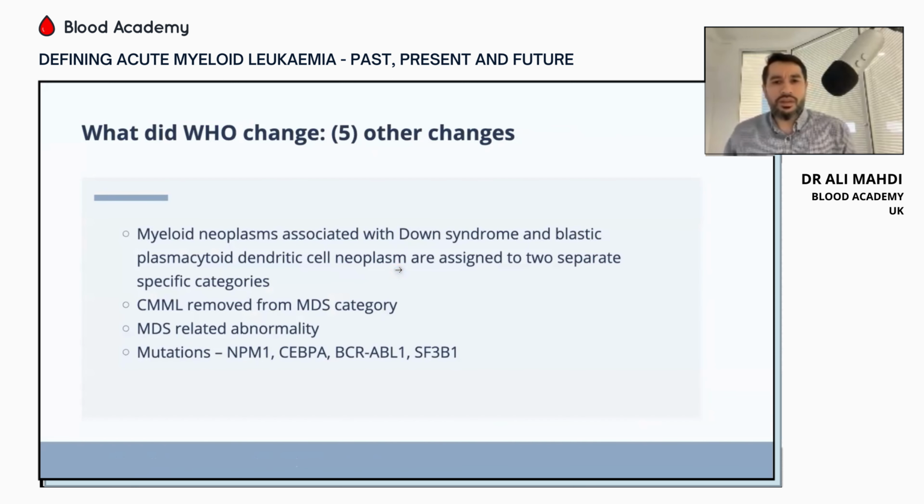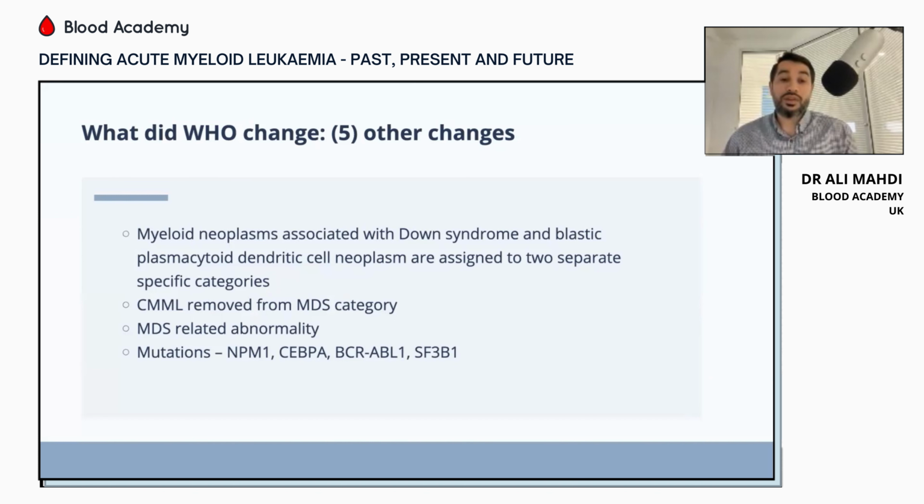What are the other things that they changed? So I've just listed a whole range of other things. Myeloid neoplasms associated with Down syndrome, and this other entity called blastic plasmacytoid dendritic cell neoplasm, were pushed away into separate and specific categories. CMML was recognized as an overlap syndrome between MDS and MPN, and hence taken out of the MDS category.